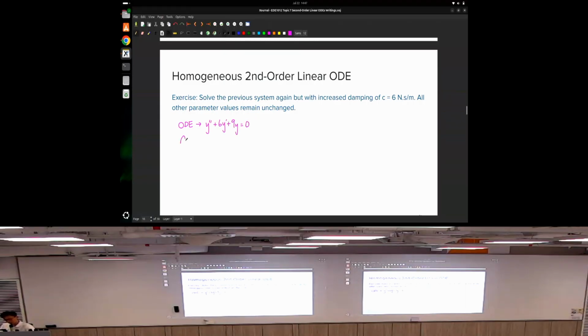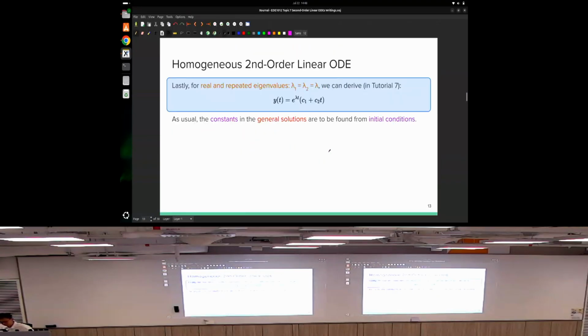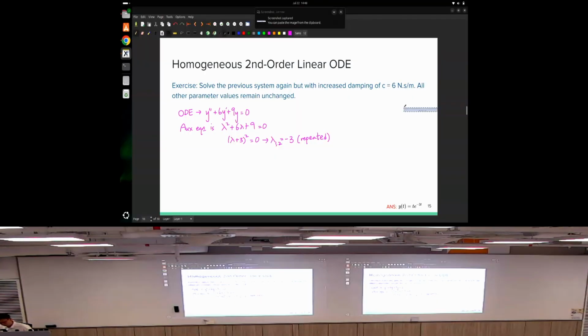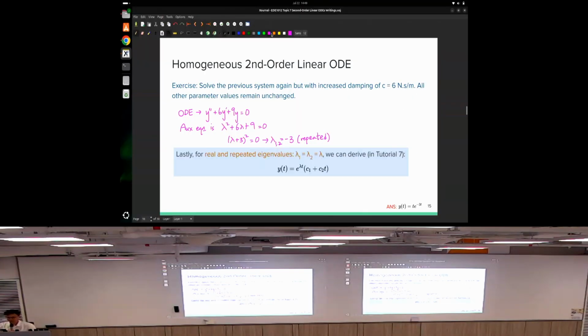Once again, the auxiliary equation: lambda squared plus 6 lambda plus 9, which gives (lambda plus 3) whole squared. So you get a repeated lambda equals minus 3, so lambda 1, 2 equals minus 3. For a repeated eigenvalue, you should choose the last blue box to apply. This is the one. That's how easy this is.